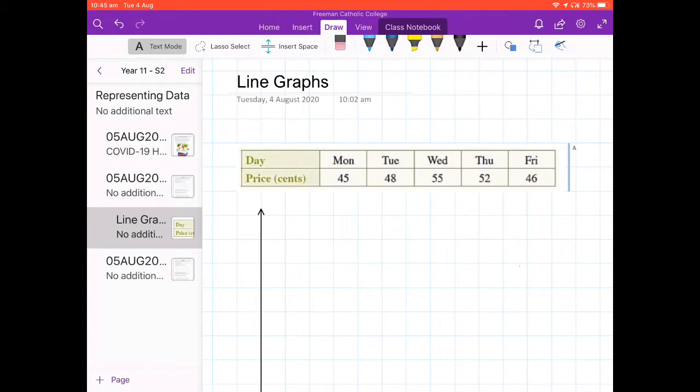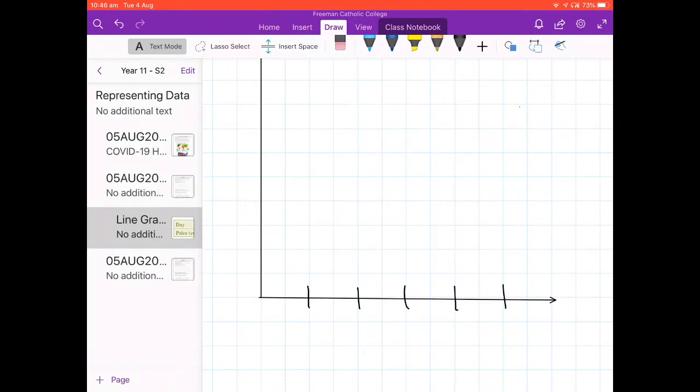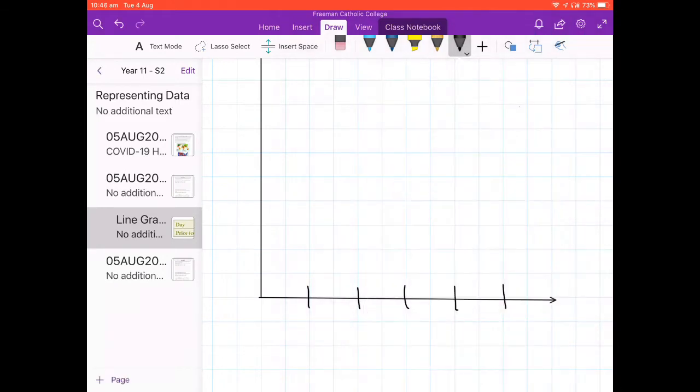I've just copy and pasted the information as I need it into another page, and let's get started. So I've got here my horizontal and vertical axis. I've divided up my horizontal axis into the 5 days of the week. So I'm just going to write that in. Just because my stylus isn't the best, I'm just going to write the first letter of the day of the week.